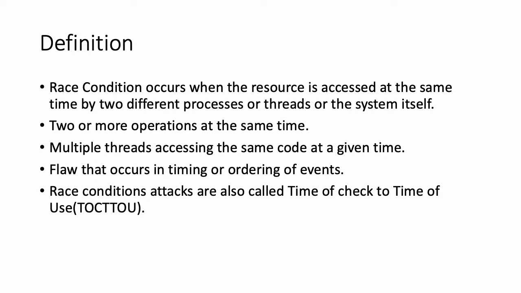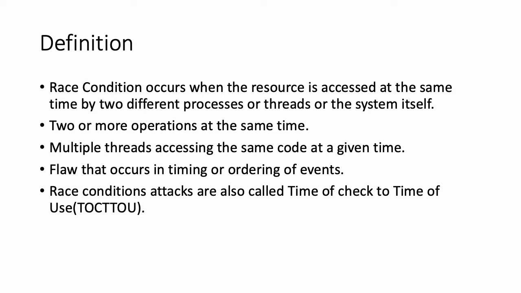Coming to the definition of race conditions. So, what actually is a race condition? A race condition occurs when a system uses a resource that can be accessed concurrently by the system itself or by others. It is an undesirable situation that occurs when a device or a system attempts to perform two or more operations at the same time, accessing the same resource.